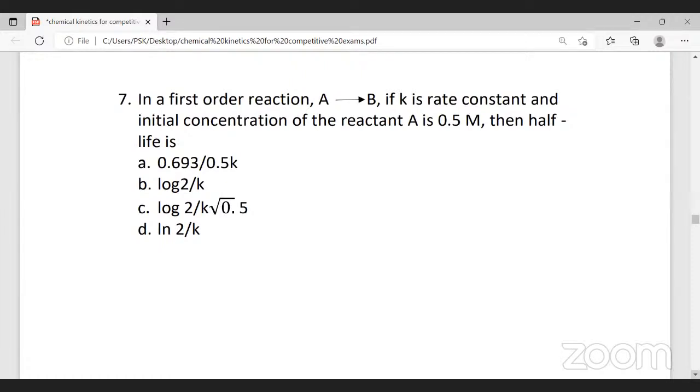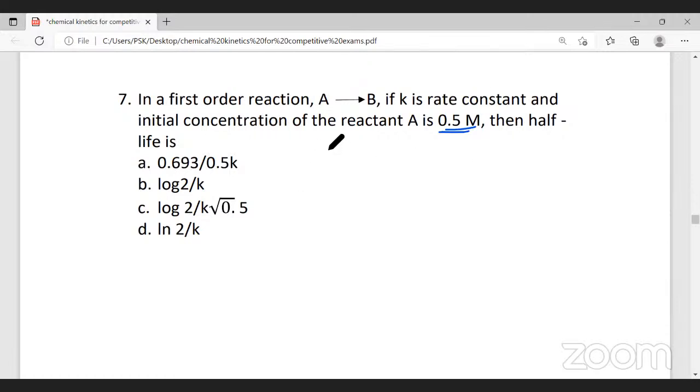In a first order reaction, A giving you B. If K is the rate constant and the initial concentration of the reactant A is 0.5 molar, then the half-life period is... How the half-life period is related, they're asking.